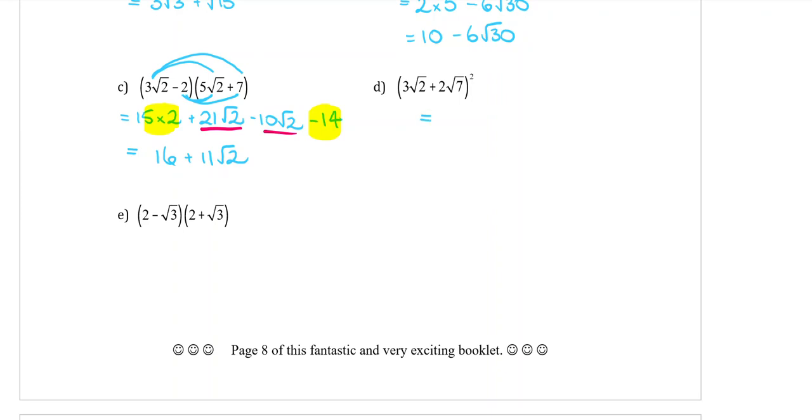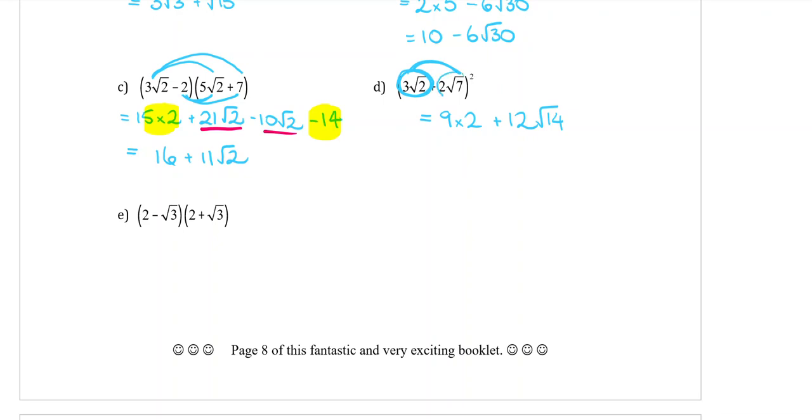The short method says that we times the first term by itself. So 3 times 3 is 9, root 2 times root 2 is 2. Then we times the 2 things together and double it. So 3 times 2 is 6. Doubling that will make 12, and 2 times 7 is 14.